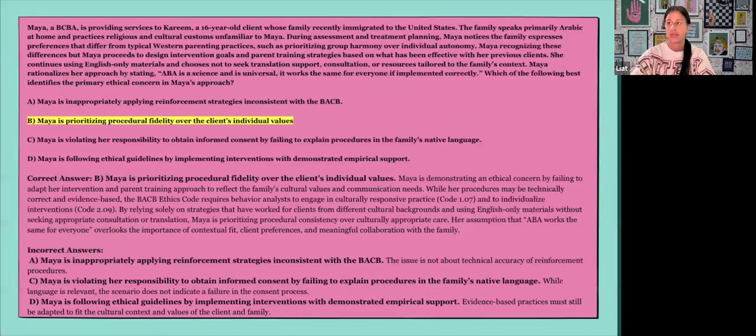All right, our correct answer here is going to be B. Maya is prioritizing procedural fidelity over the client's individual values.